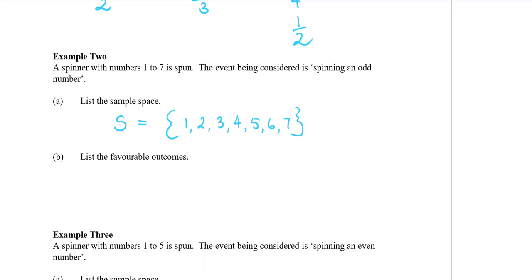Part B, we want to list the favourable outcomes, and the favourable outcomes was getting an odd number. So we're going to put that in our brackets again. It's not a sample space, so I'm not going to say S equals because it's not a complete sample. It's what we call a subset. That's a technical word that we don't use much of this year, but that's its official name. And the odd numbers are 1, 3, 5, and 7. It's a subset because it's a smaller group of the original amount. So it's just the odd numbers coming out of that one.